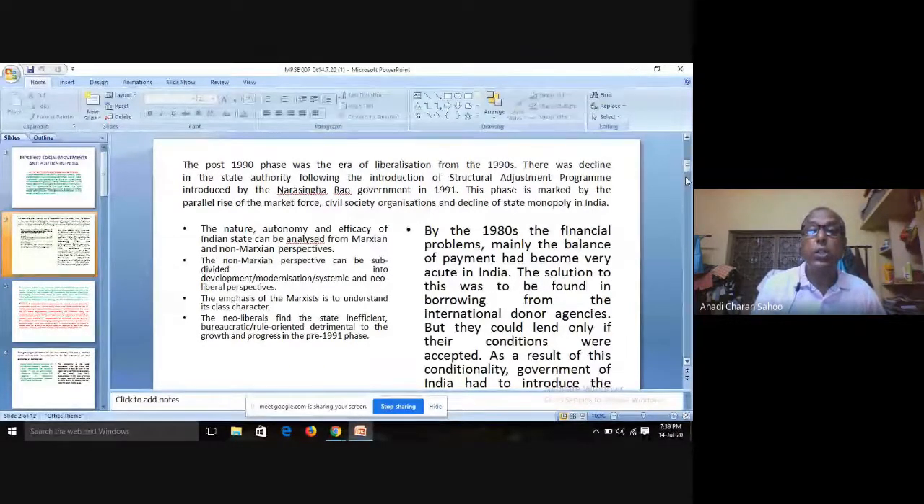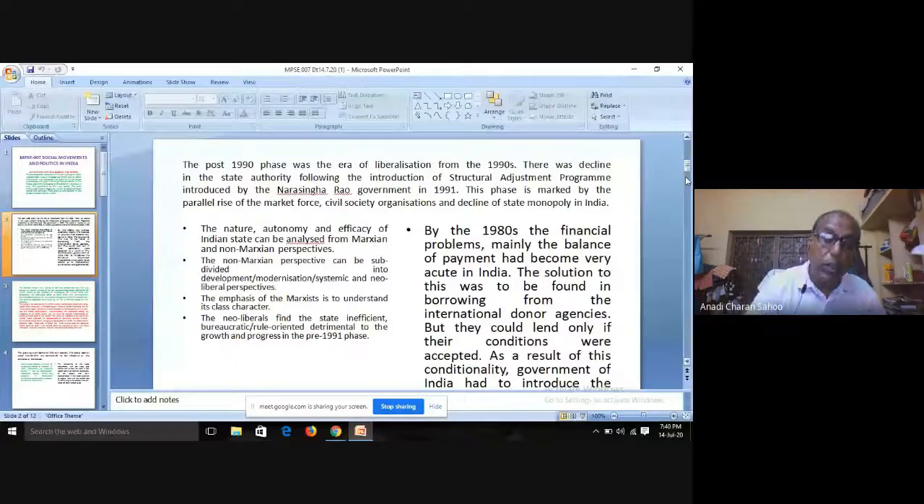Following the introduction of a structural adjustment program, globalization is referred to as the structural adjustment program. Structural adjustment program is otherwise known as globalization, introduced by the Narasimha Rao government in 1991. This phase is marked by the parallel rise of the market force. As a result of globalization in India and also throughout the world, there was the rise of market force.